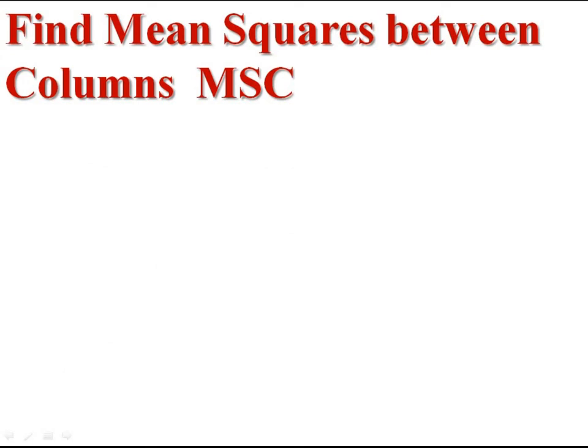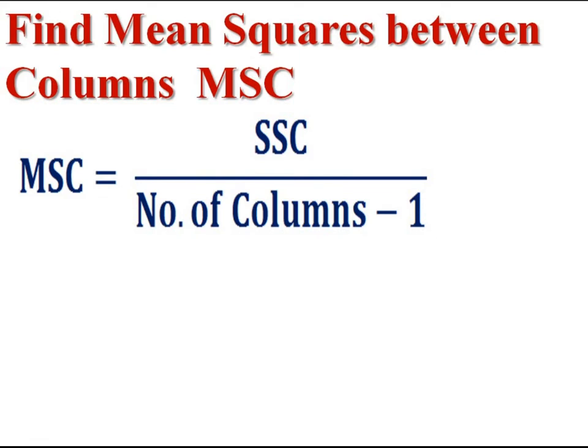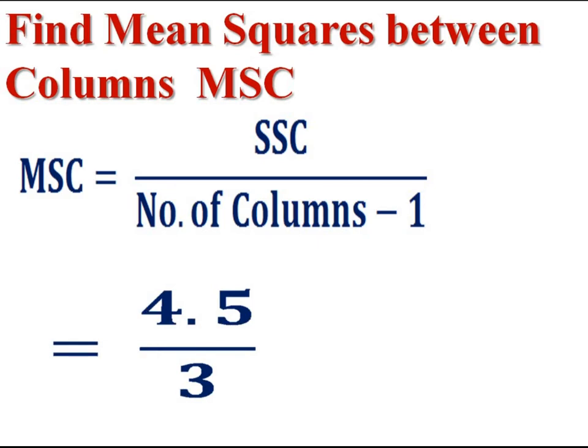Then compute mean square between columns, MSC. Mean square between columns is equal to SSC divided by number of columns minus 1. We have 4 columns. SSC is 4.5, so MSC is equal to 4.5 divided by 4 minus 1, which is 3, and that is equal to 1.5. MSC is equal to 1.5.